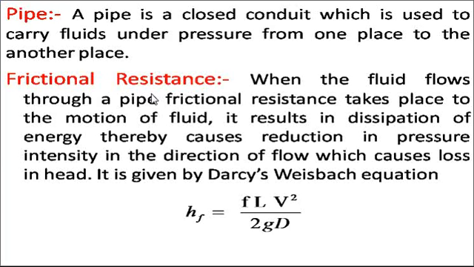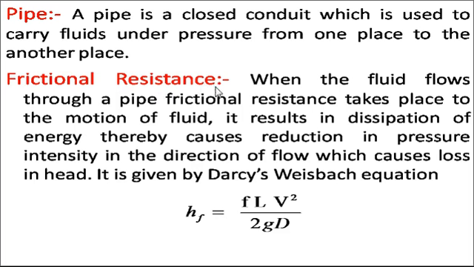Now, the definition of the pipe. A pipe is a closed conduit which is used to carry the fluid under pressure from one place to another place. This is the simple definition of the pipe. But when the fluid flows through the pipe, what happens with its resistance? That we are going to discuss in the frictional resistance topic.